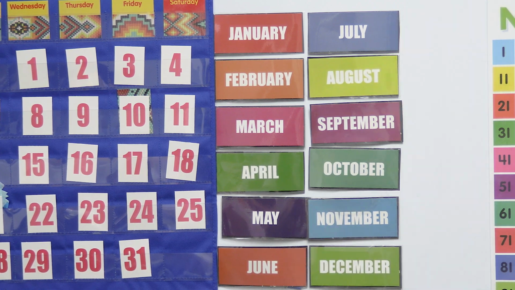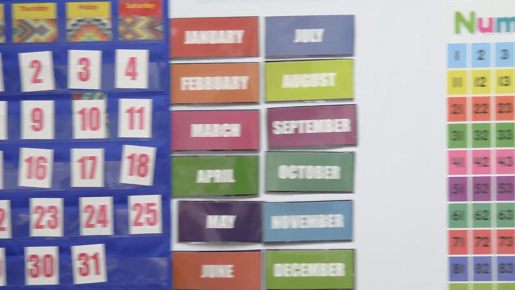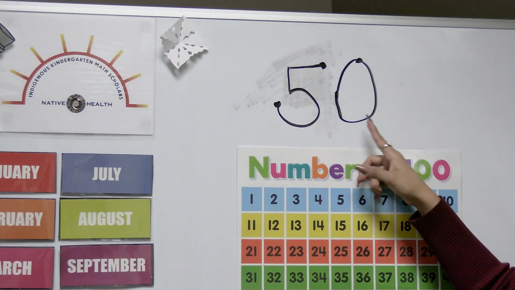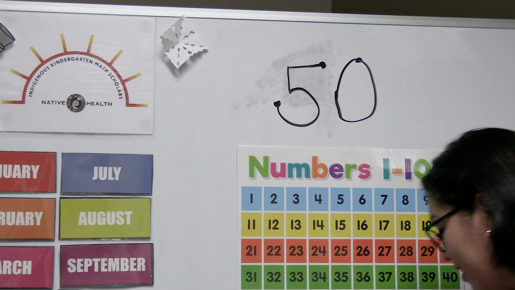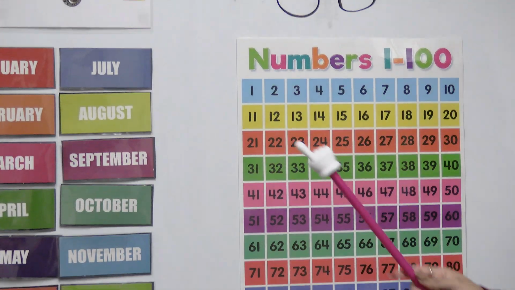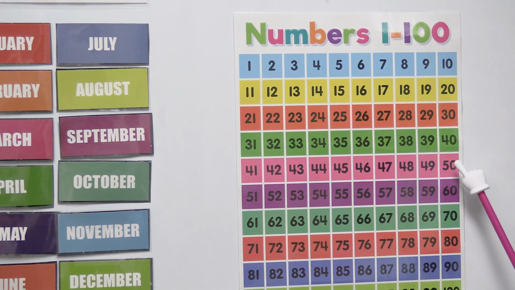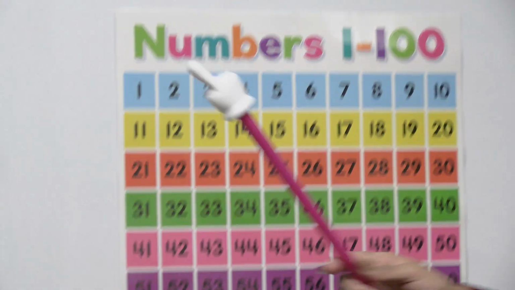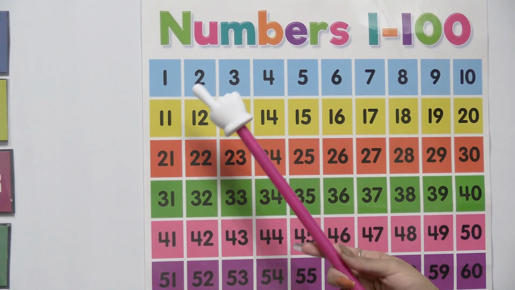Okay, so if you look over here on top, we have a new number on the board. We have the number 50. Okay, so if we look at my hundreds chart, I'm going to be counting from 1 all the way to 50. So listen to Miss Olivia count from 1 to 50 and follow along.